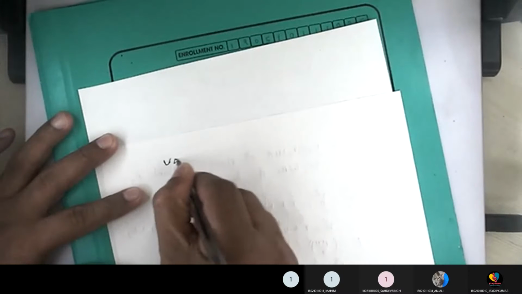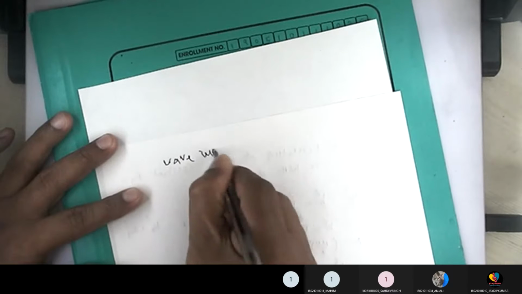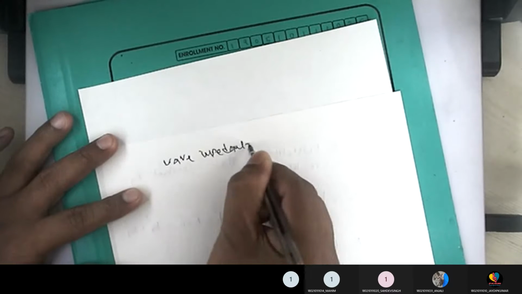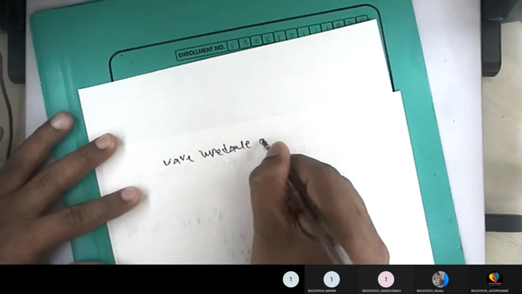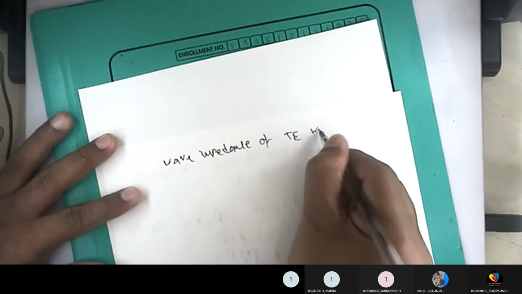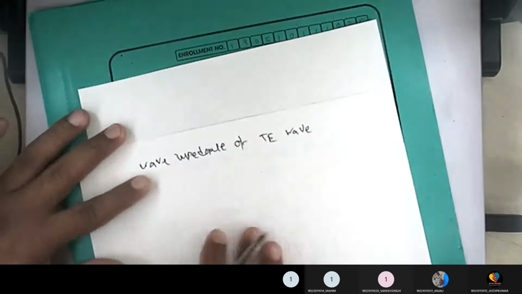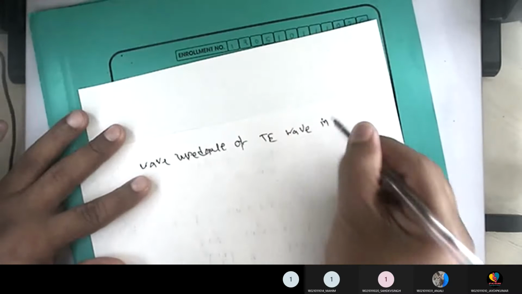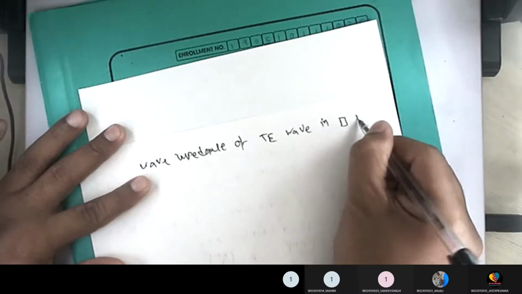And now let me derive one more parameter that is also sometimes asked in your exam. That is the wave impedance of the TE wave in a rectangular waveguide. I think last time I directly gave you these expressions too in a rectangular waveguide.